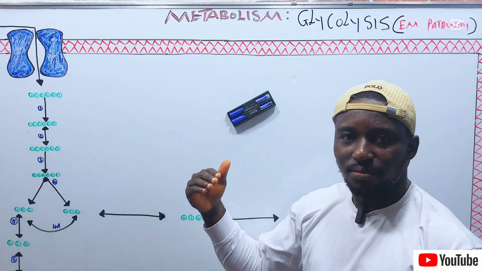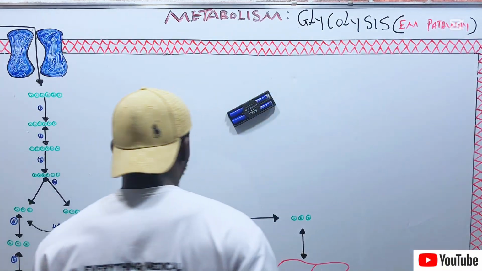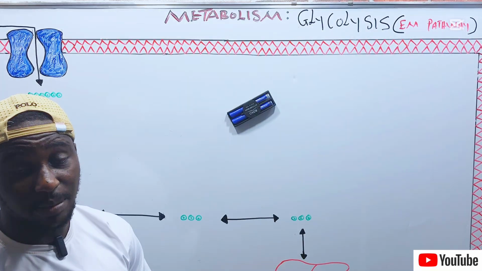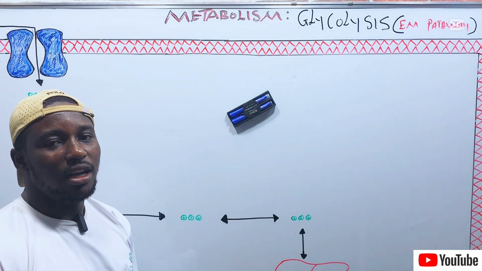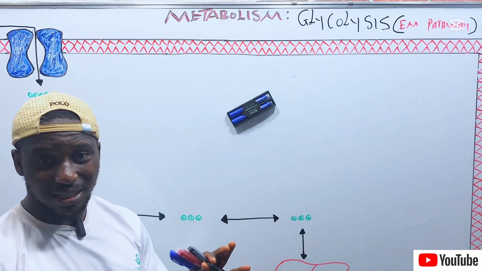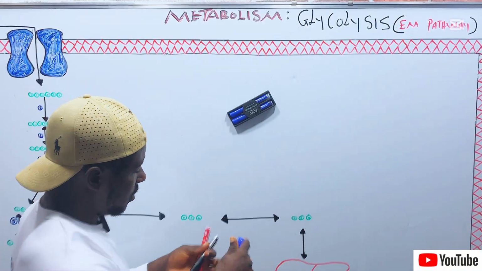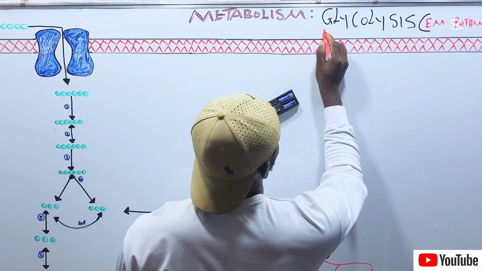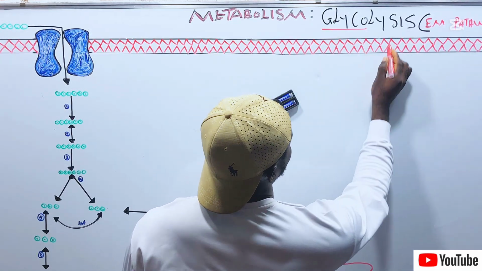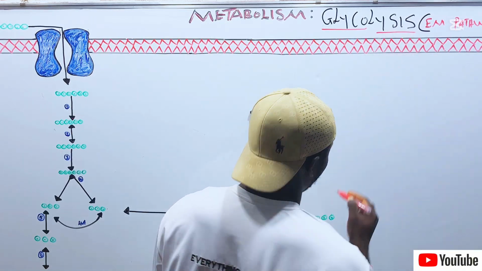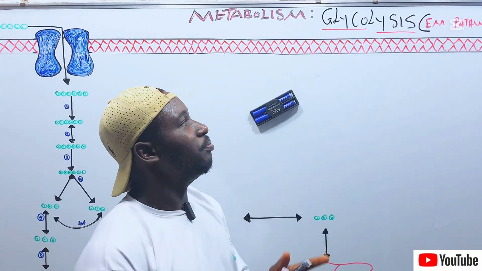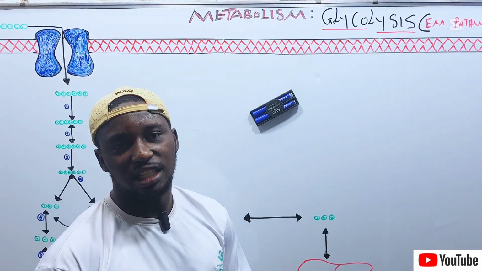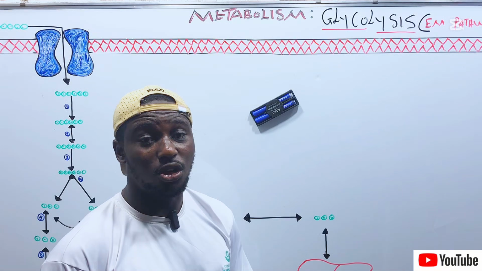So now let's proceed. First of all, before we proceed, let's give a recap on the concept of glycolysis. Glycolysis simply means breakdown of glucose. As you can see here, this is glyco, which is glucose. This is lysis, which is breakdown. So it simply means the breakdown of glucose to produce pyruvate, lactate, and ATP. That is the simple definition of glycolysis.